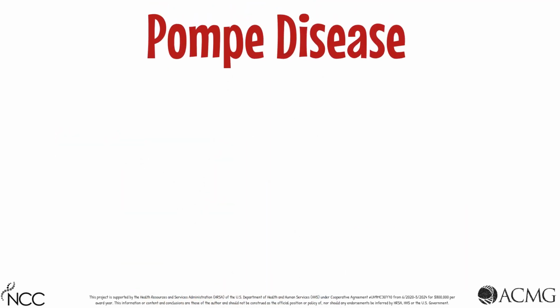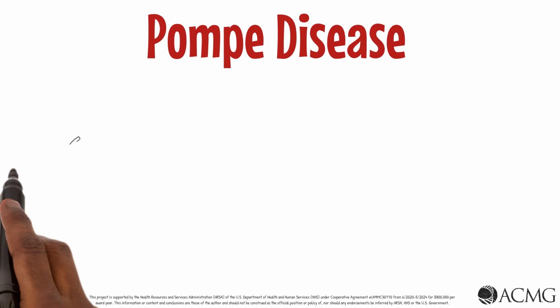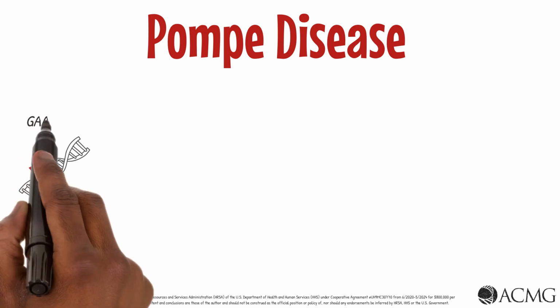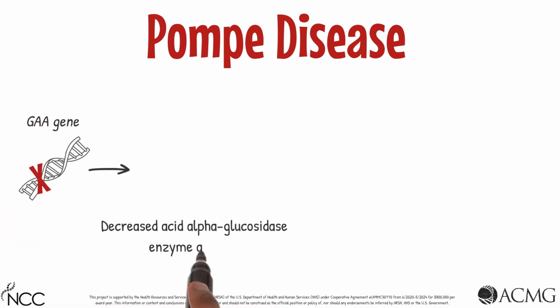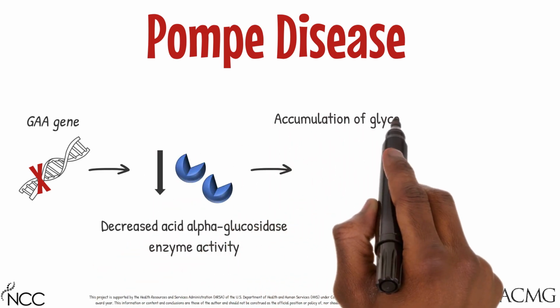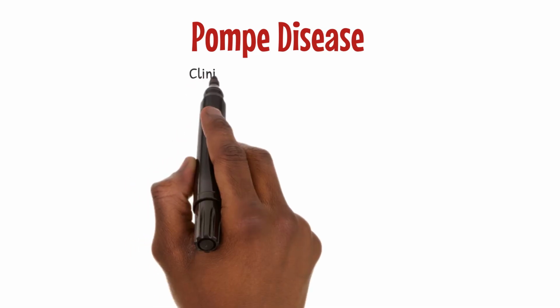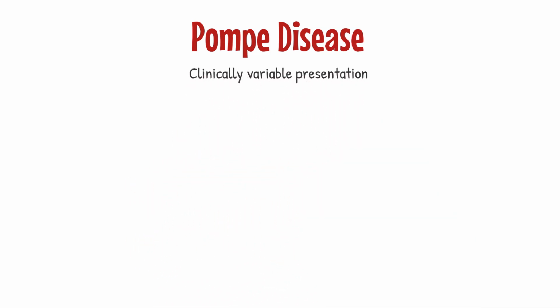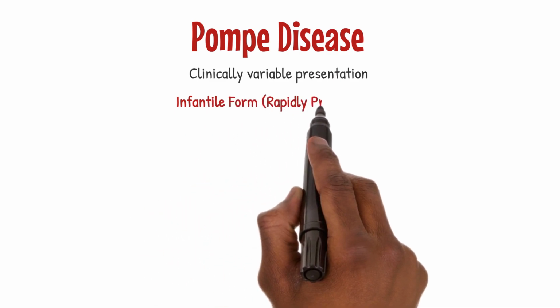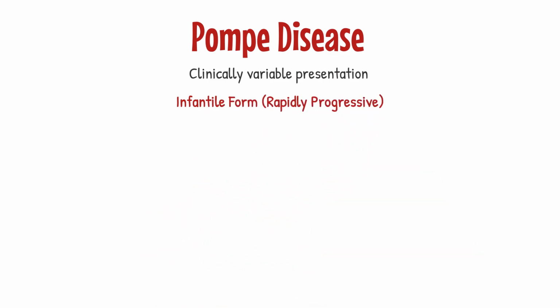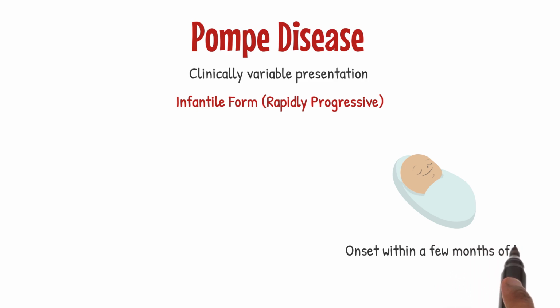Pompe disease is a lysosomal storage disorder caused by pathogenic variants in the GAA gene, which leads to a decrease in acid alpha glucosidase enzyme activity. This decreased activity results in the accumulation of glycogen, especially in cardiac and skeletal muscles. The presentation of Pompe disease is clinically variable and ranges from a rapidly progressive infantile form to more slowly progressive later onset types. In the infantile form of Pompe disease, symptoms usually begin within a few months of life.